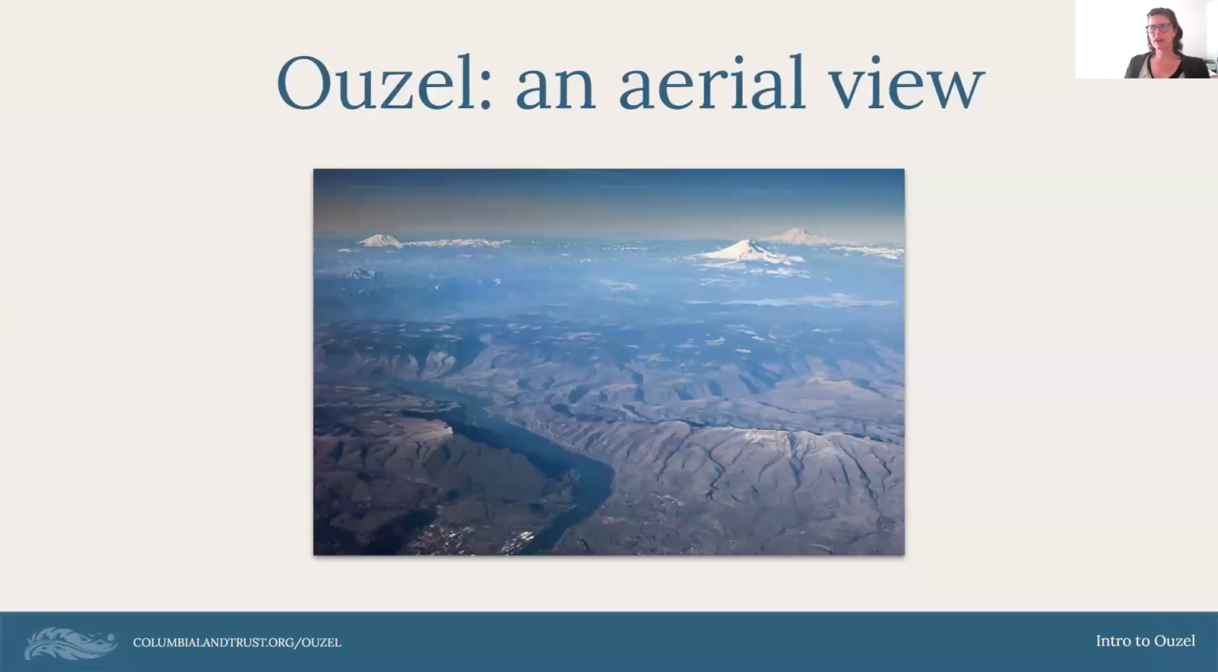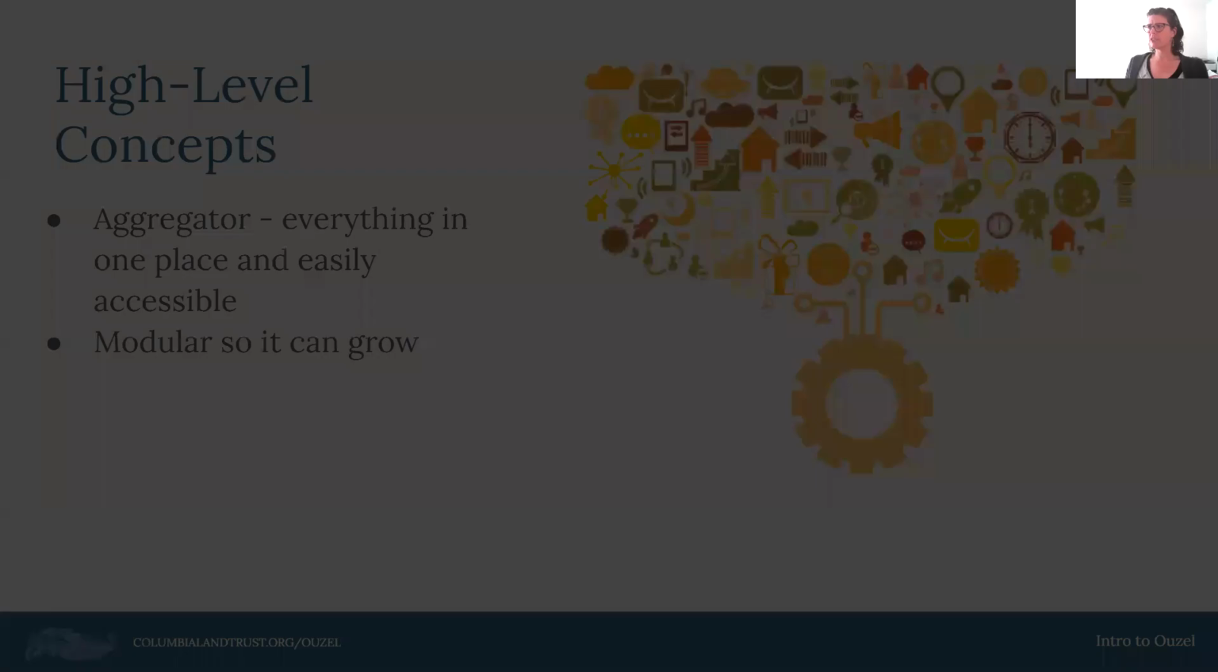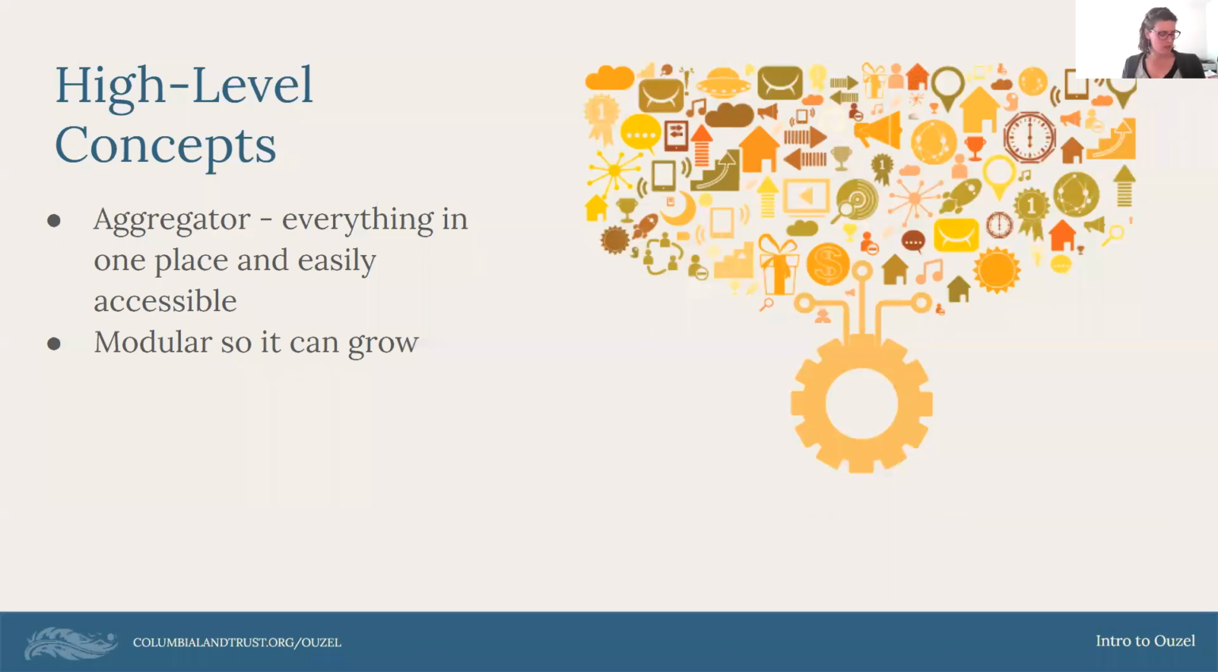So I wanted to start with a high-level view of Ouzel. Thinking about when we started working on this system, and the system previous, but really Ouzel, what we really needed the system to do at a high level was to be an aggregator, to bring us everything in one place. Any of you who have seen presentations on this before know I've gone crazy with slides about all the places that we have data all over.